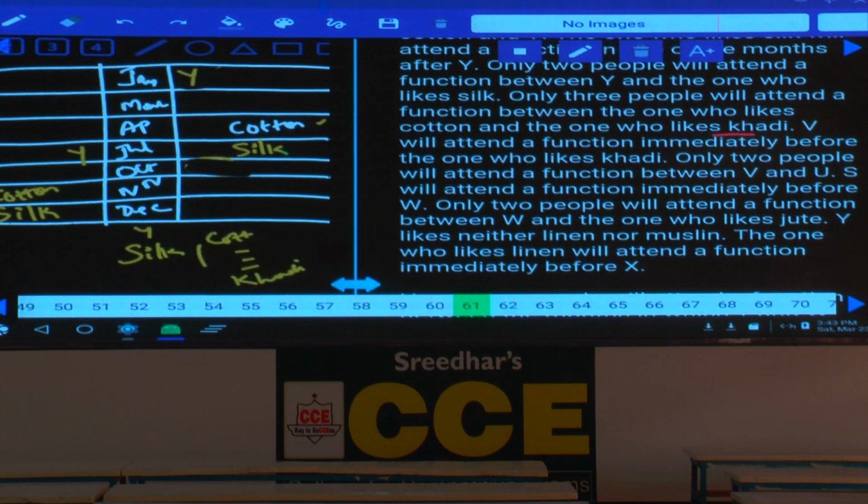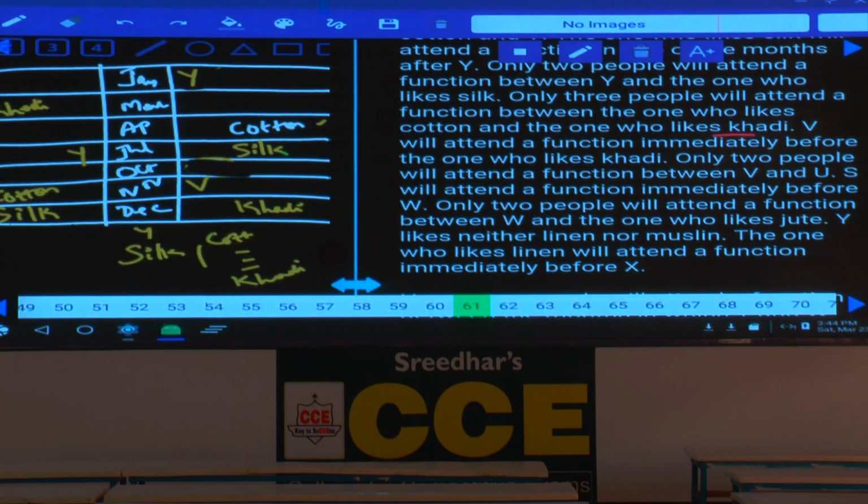As cotton is already here, 1, 2, 3, and the one who likes khadi must be at this place. Next, in the second case, 1, 2, 3, and the one who likes khadi must be at this place. Then 2 possibilities. We will attend a function immediately before the one who likes khadi.